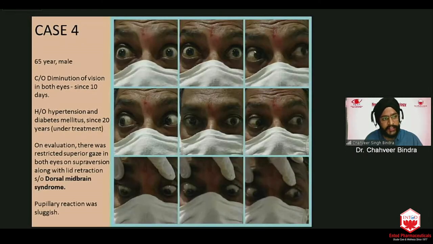Now this was an interesting case. A patient of 65 years of age came with complaints of diminution of vision in both eyes since 10 days. There was history of hypertension and diabetes mellitus since 20 years. On evaluation, there was restricted superior gaze in both eyes on supraversion, along with lid retraction, which was suggestive of dorsal midbrain syndrome. The pupillary reaction was also sluggish.